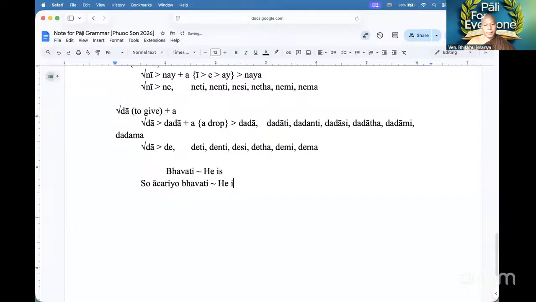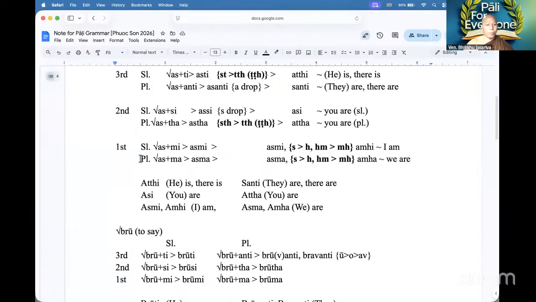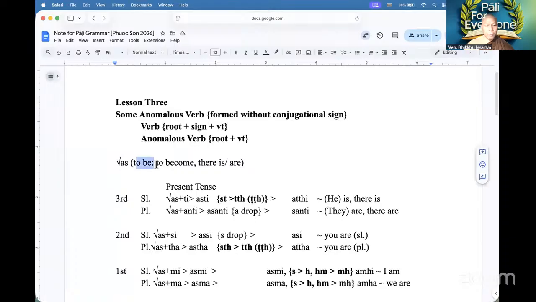And bhavati is, Acharya is a teacher. In this way we use it. But we don't use Acharya ati. When we say Acharya ati, the meaning is there is a teacher, there is one teacher. That is why, at the very beginning, I pointed that out. So even though the root is to be, sometimes in the third person singular it can be understood this way.